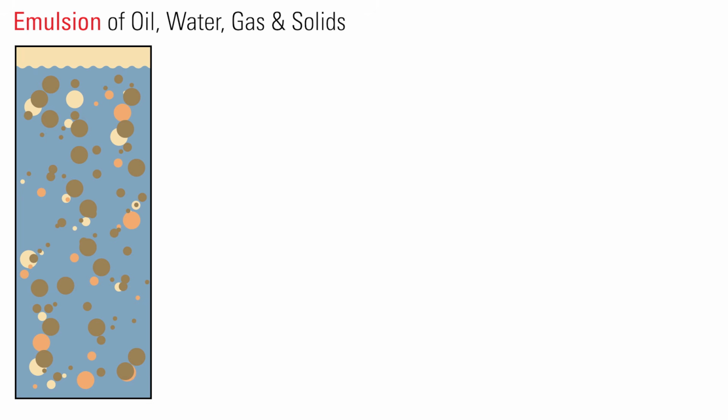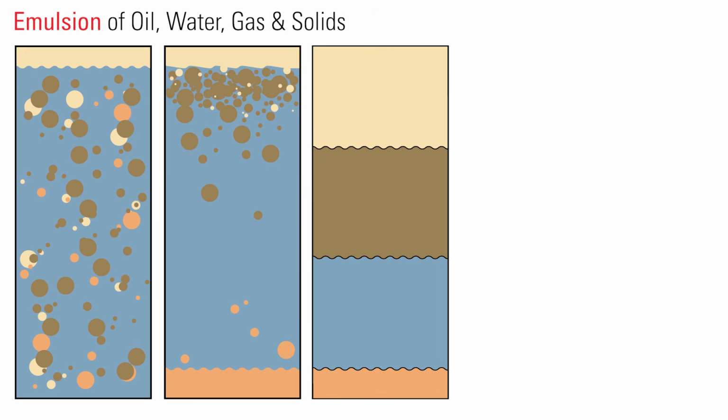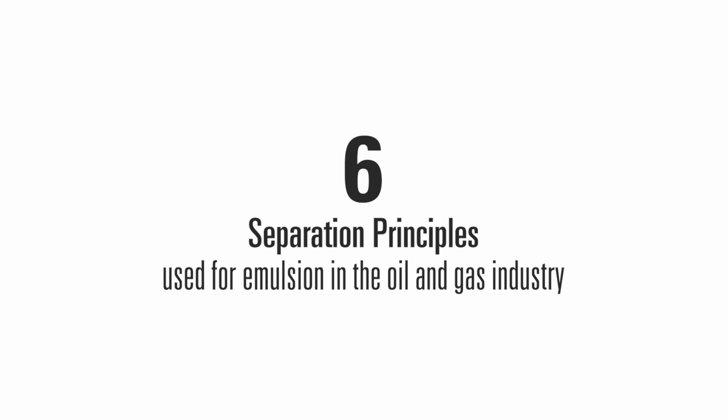All of these components are separated using multiple principles of separation to achieve the desired end products that are considered valuable. In this video, we'll explain 6 separation principles used for emulsion in the oil and gas industry.